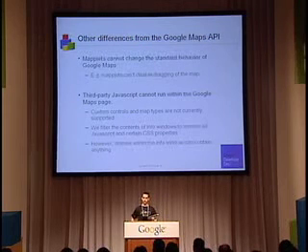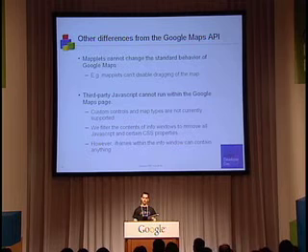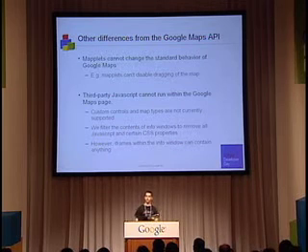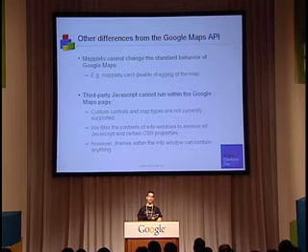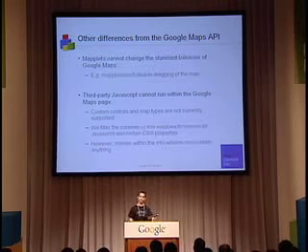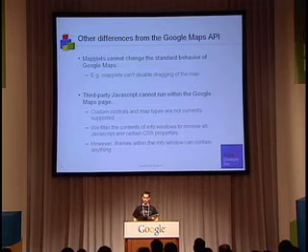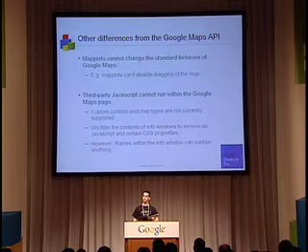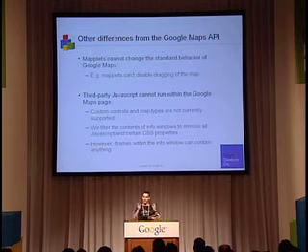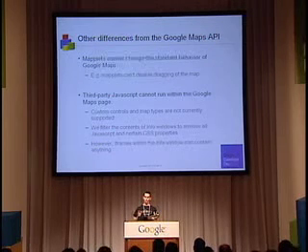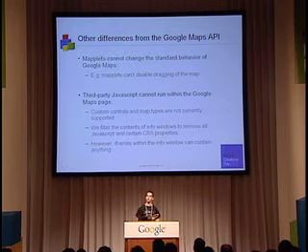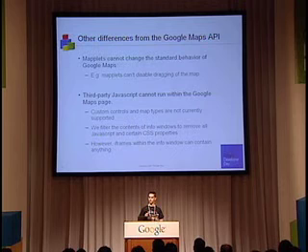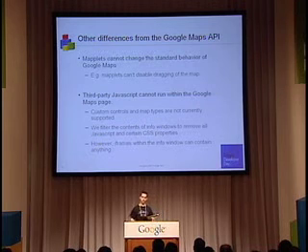Some other differences. Mapplets cannot change the standard behavior of Google Maps. So a Mapplet can't disable dragging of the map. In the Maps API, we give you complete control, but since we're now allowing you onto our page, we let you do as much as we can without interfering with the basic user experience.